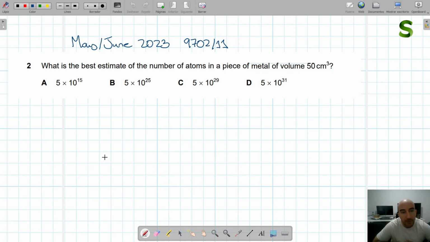Hi, today I'm going to solve question 2 from May-June 2023 from paper 1-1 of Cambridge AS Level Physics, code 9702. Why am I solving this exercise? Because it's a very uncommon exercise and in my opinion a bit unfair. And you don't see it a lot in the past papers, so it's good to at least know how to approach it.